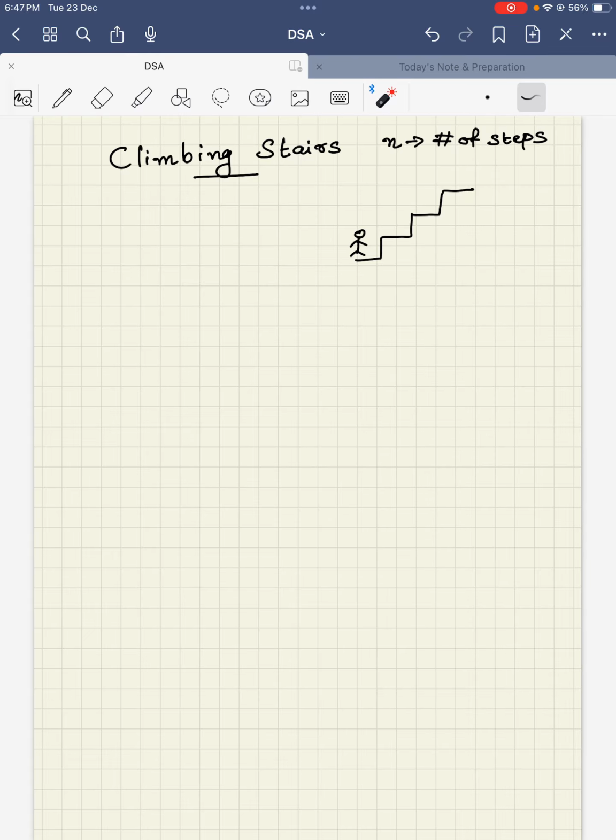So we can answer this in a slightly better fashion. Suppose the number of steps given is 3. For example, this is the first step, second step, third step. How many ways can he reach the third step? As per the rule, he can jump either one step or two steps. So one possibility is that he jumps one step at a time. So this is one possibility.